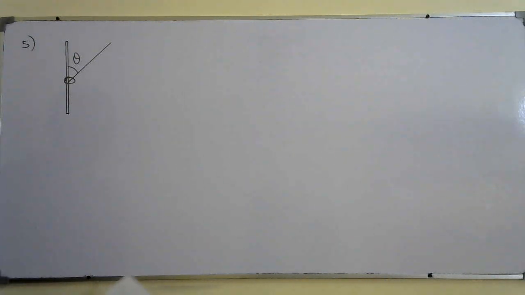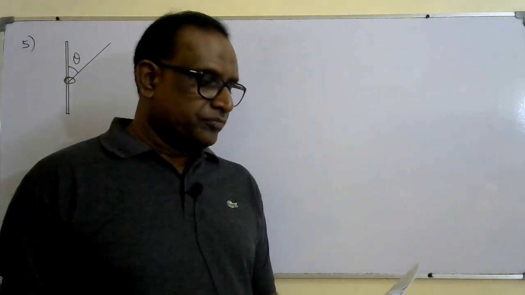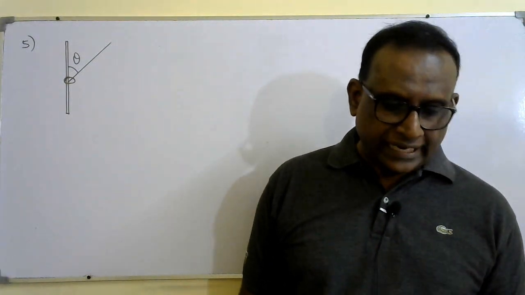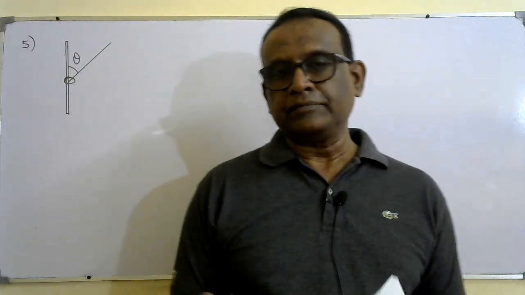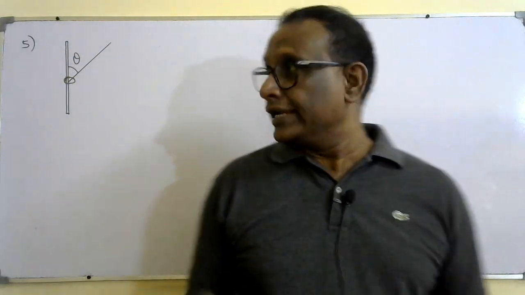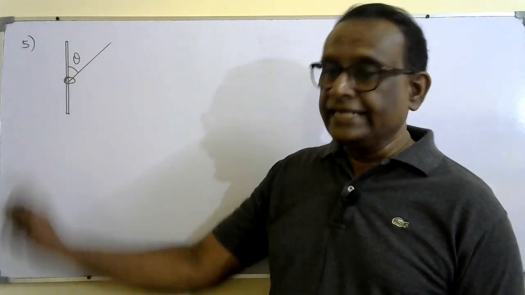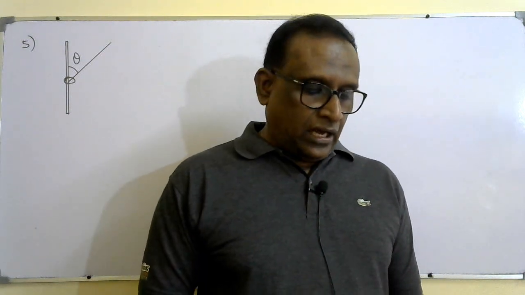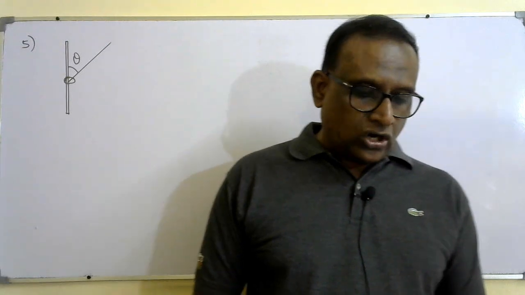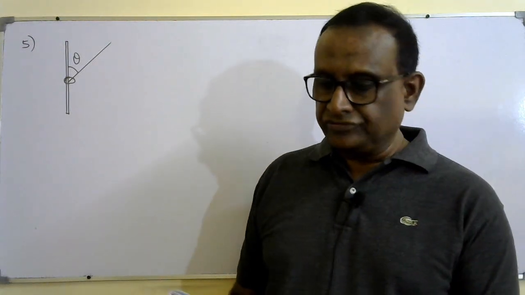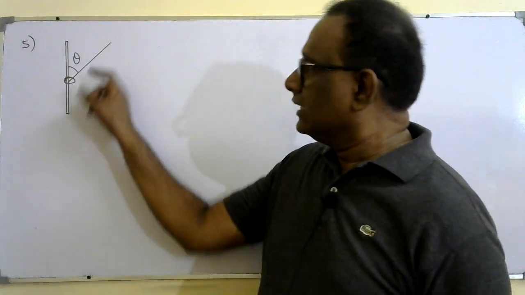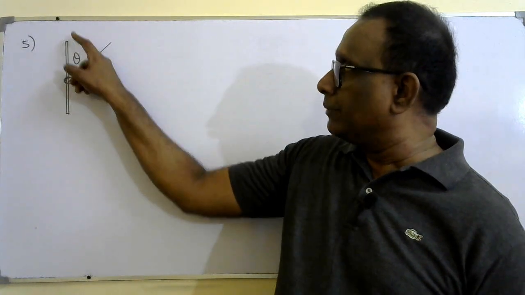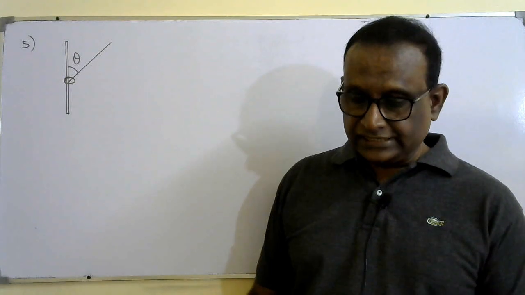Okay, question number 5. A small ring of mass 0.2 kilogram is attached to one end of a light inextensible string. Light means we don't consider the weight or mass of the string. Inextensible means it cannot be extended. The ring is threaded onto a fixed rough vertical rod, means it is just put there. It's threaded, so it can move freely up or down, but there will be friction.